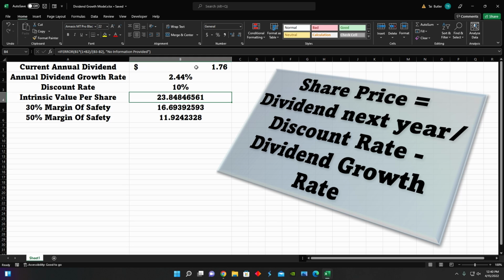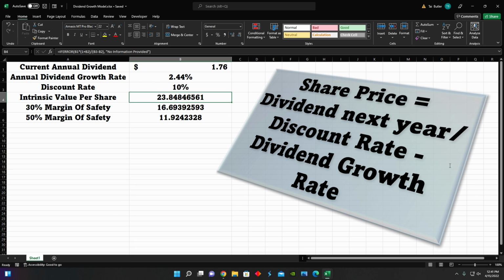The way we calculate that is pretty self-explanatory. It's the same way we always calculate interest, like a certain sum of money collecting interest moving forward. We just do $1.76 multiplied by 1 plus whatever the annual dividend growth rate is. So 1 in this case would be the whole current annual dividend, and then we're adding the annual dividend growth rate, in this case 2.44%. That way, once we multiply that by the current annual dividend, we can figure out what the dividend would be in terms of an actual dollar amount after the annual dividend growth rate is added on to the current annual dividend.